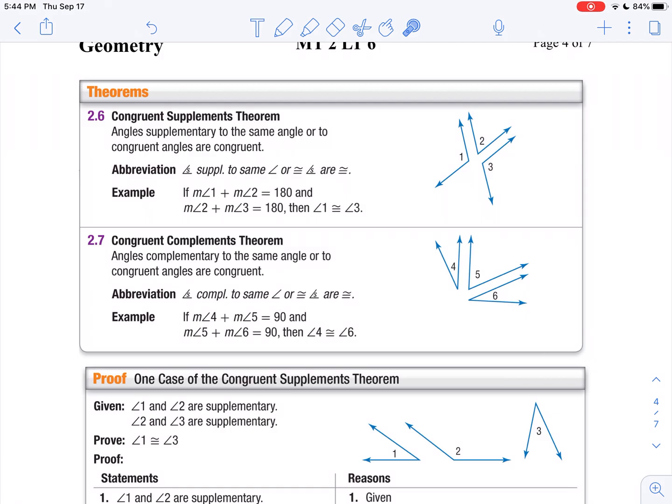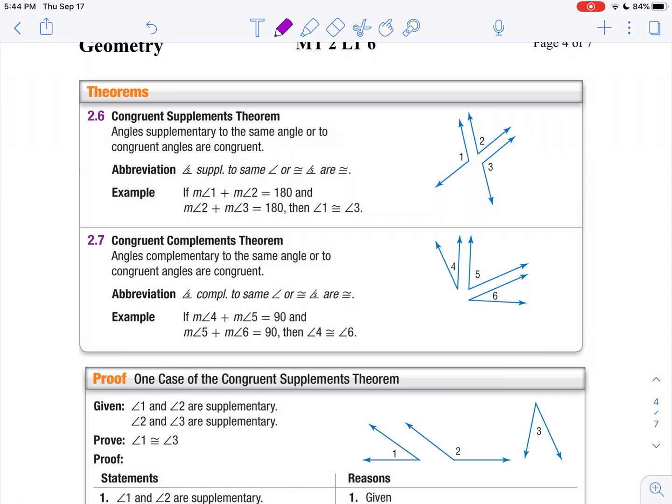What it says is, if you have two angles, like angle 1 and angle 3, and they're both supplementary to the same angle or congruent angles, then those two angles, angle 1 and angle 3, would have to be the same. Numerically, hopefully this makes sense.